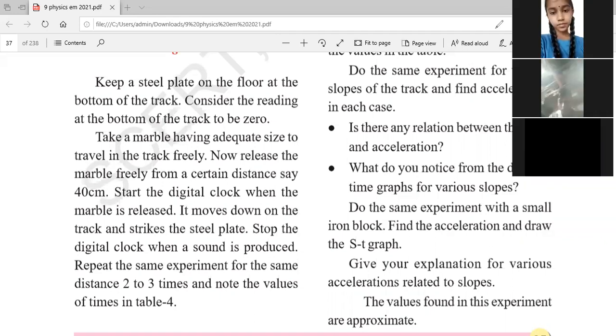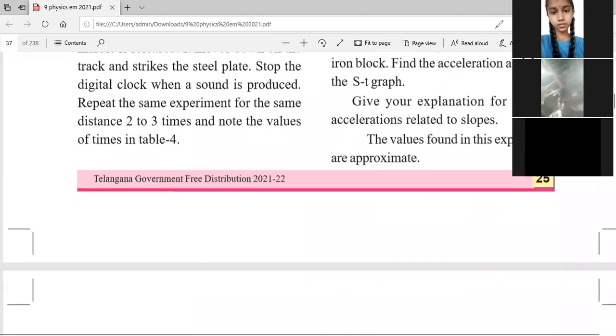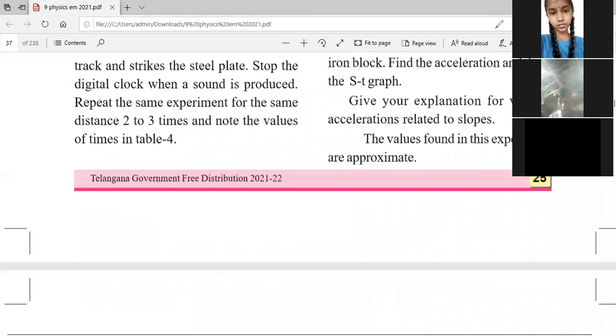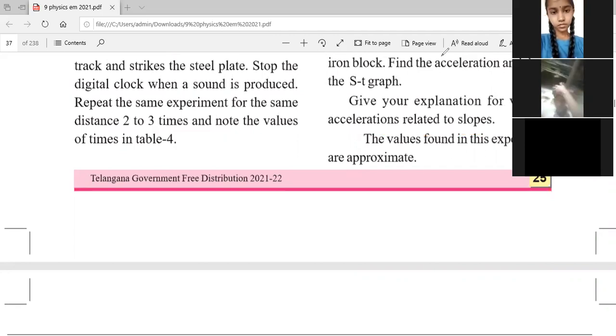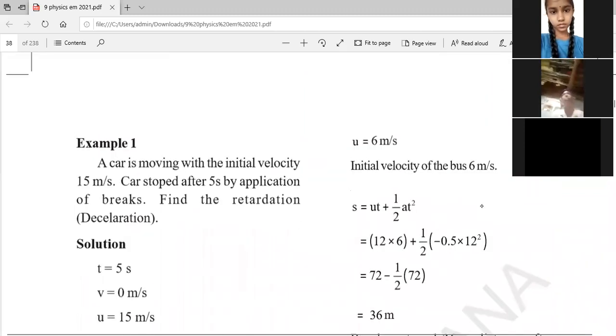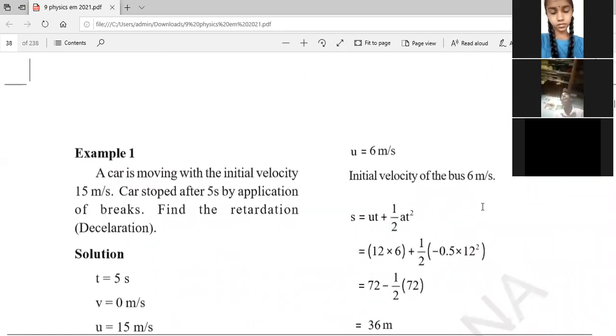Okay, teacher. So that is the experiment here. Give your explanation for various accelerations related to slopes, they are asking. If the slope is increasing, acceleration is also increasing. When the slope increases, the object covers the distance we have taken very fast. It is like we are sliding on a slide.